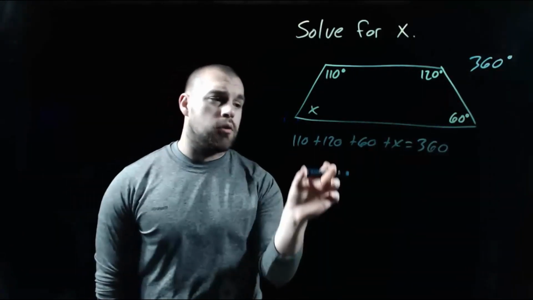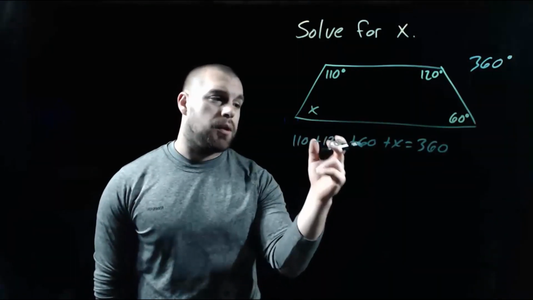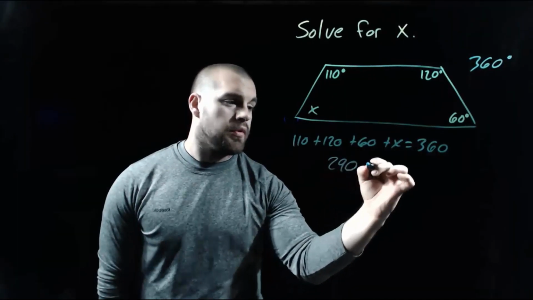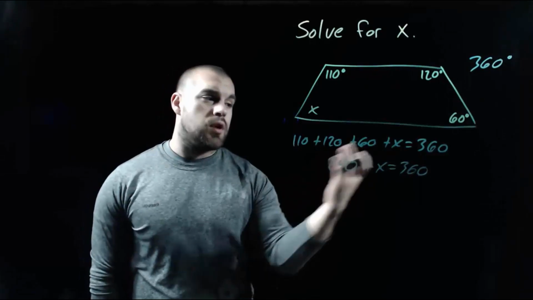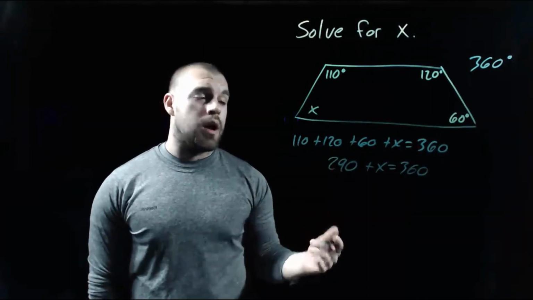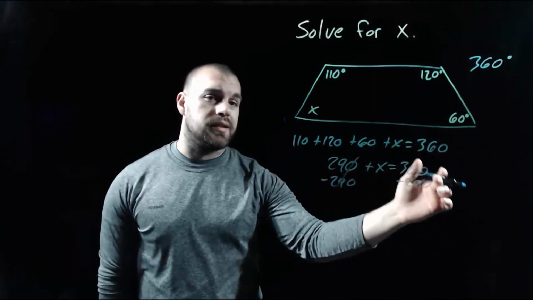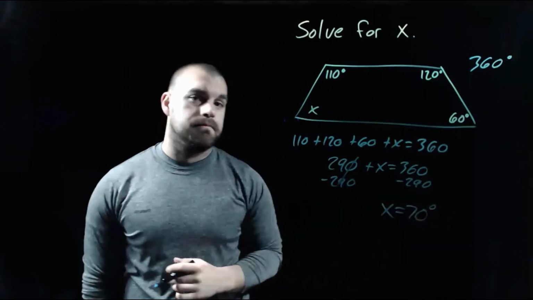Now if we combine like terms on the left-hand side with these 3 angle measures that we know, 110 plus 120 plus 60 is 290. So we've got 290 plus x equals 360. Now all we have to do is subtract that 290 over to the other side to figure out our x value. When we do that subtraction, 360 minus 290, we should get an x value of 70 degrees.